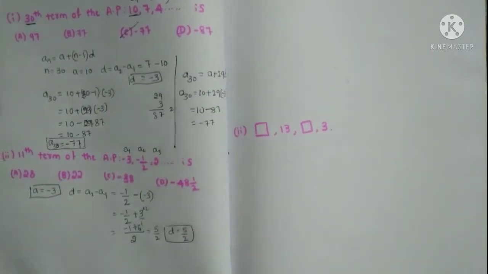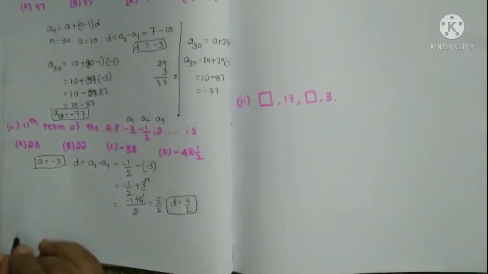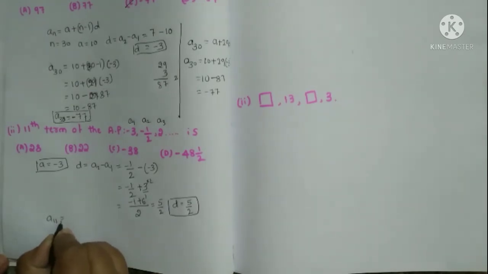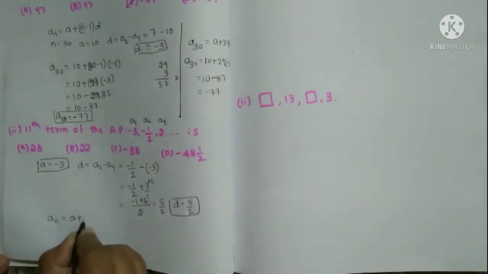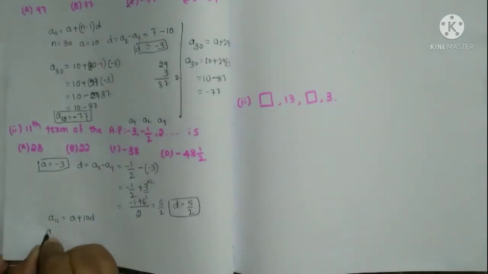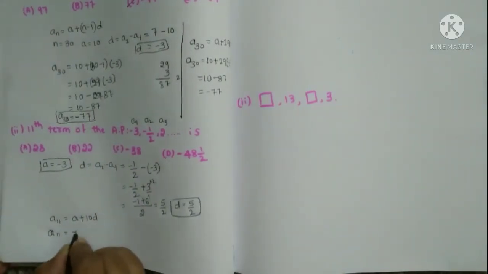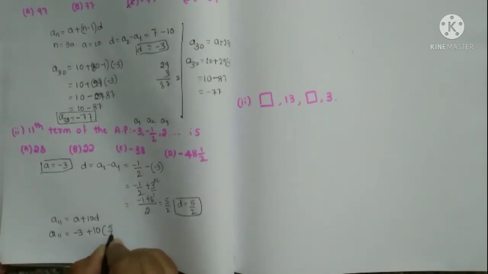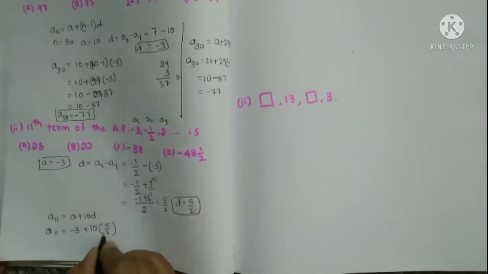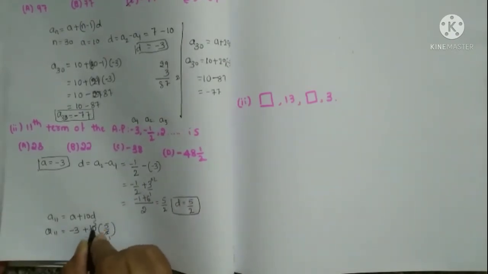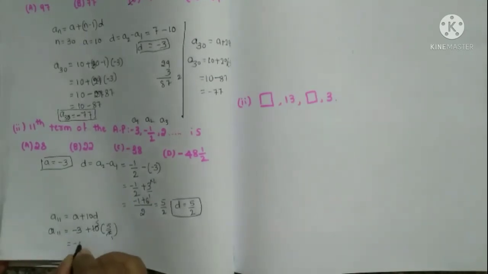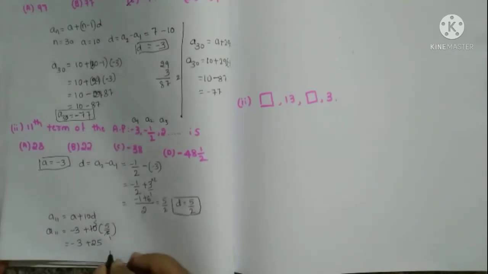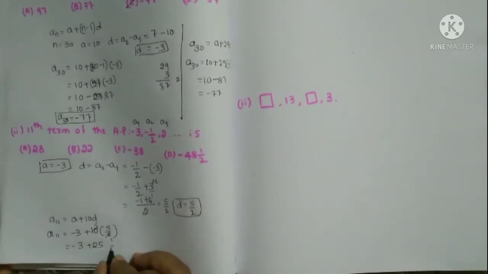And we want to find the 11th term. So a11 directly I will take here. a11 is equal to a plus 10d. a11 equals, a value what we have? Minus 3 plus 10, d value is 5 by 2. So a fraction is there, so here I can cancel these two. 2 1s are 2, 2 5s are 10. So minus 3 plus 5 into 5 is 25. So minus 3 plus 25. What are you going to get?